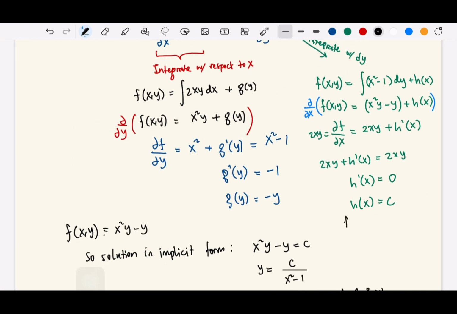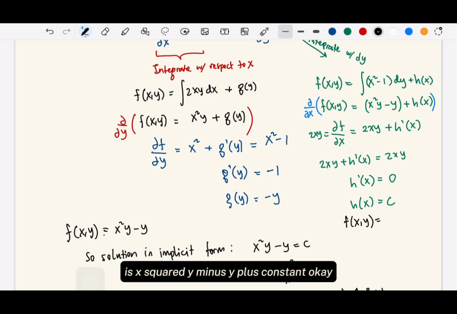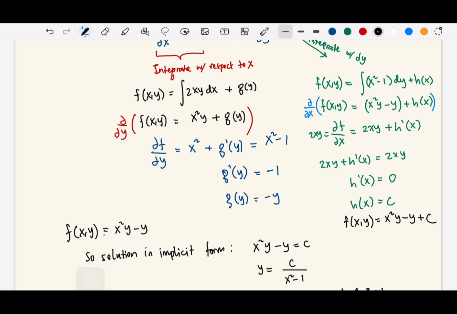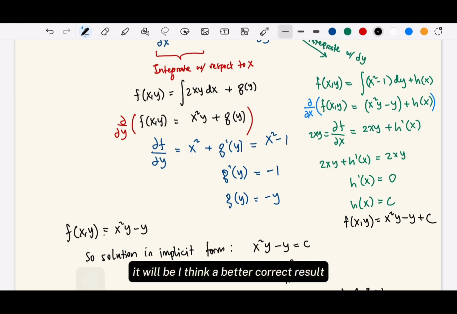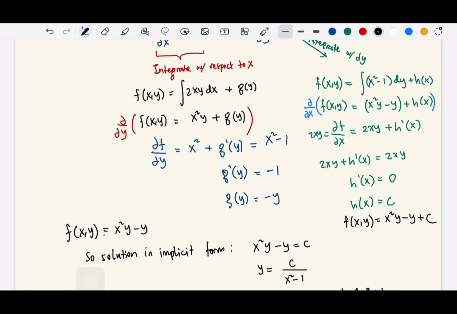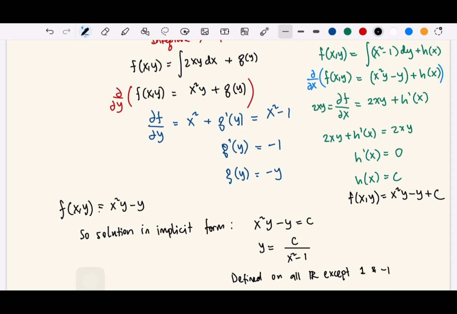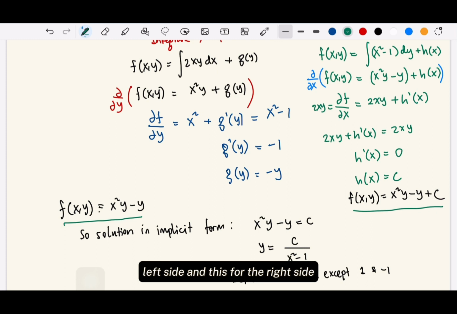So f(x,y) is x squared y minus y plus constant. Okay, but we're not sure what the constant is, but pretty sure that we see that it's kind of similar, right? It will be a better result if we know maybe the initial conditions. Maybe they will have a similarity. So we have this for the left side and this for the right side.